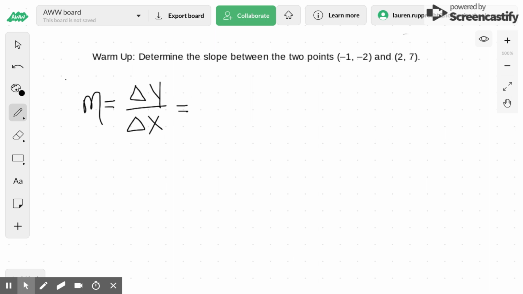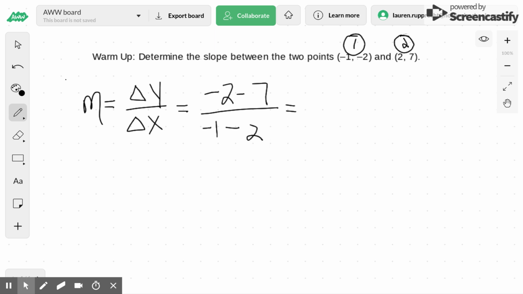Whatever is your first number is your first point. So I'm going to identify this as point 1 and this one as point 2. I'm going to take my first y coordinate, which is -2, minus my second y coordinate, which is 7, divided by my first x coordinate, which is -1, minus my second x coordinate, which is 2.